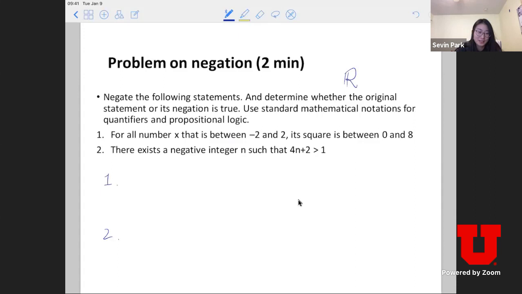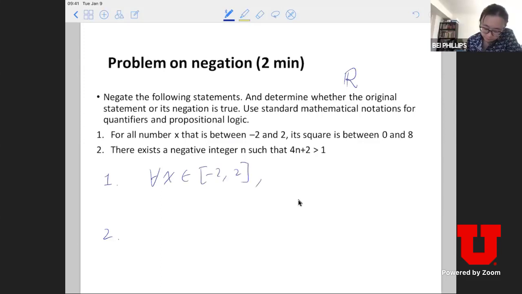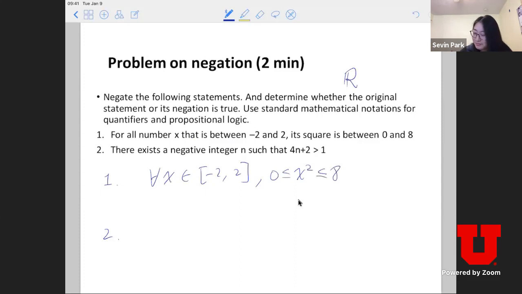So for number one, the negation. For all x, yeah. So the negation, I think it's there exists an x. Let's do the original statement first before you do the negation, right? Okay, for all x that's between -2 and 2, comma, I put 0 less than x squared less than 8.